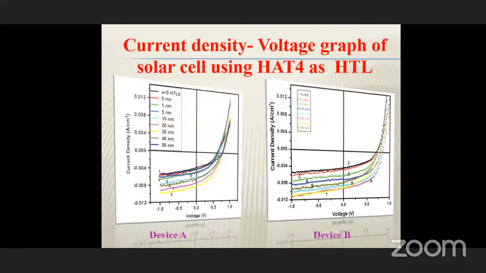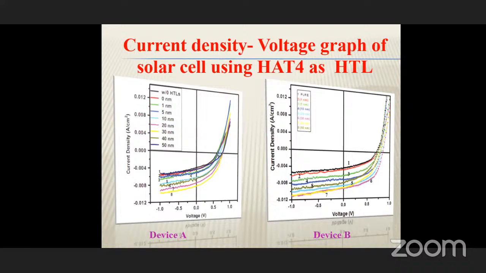Here we can see the JV graph showing the PV response. We can see that the JSC increases continuously from device A to A5, but is going to decrease above 30 nanometer, and the same pattern has been observed in device B.